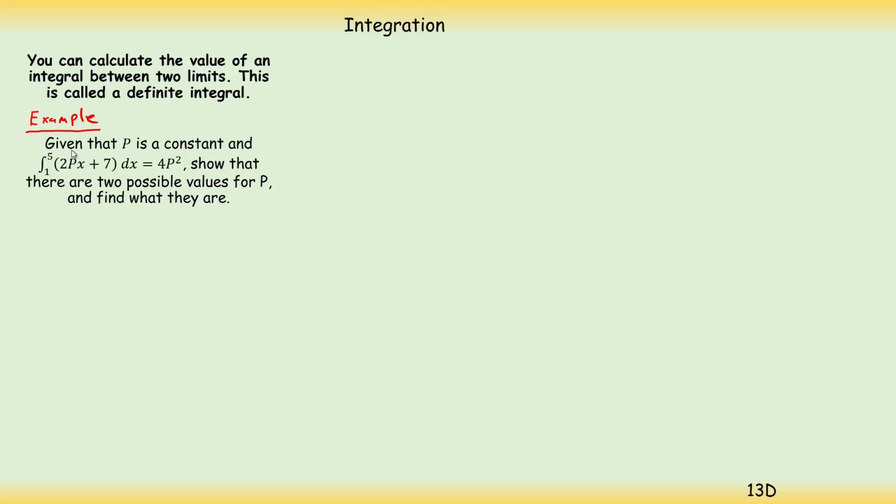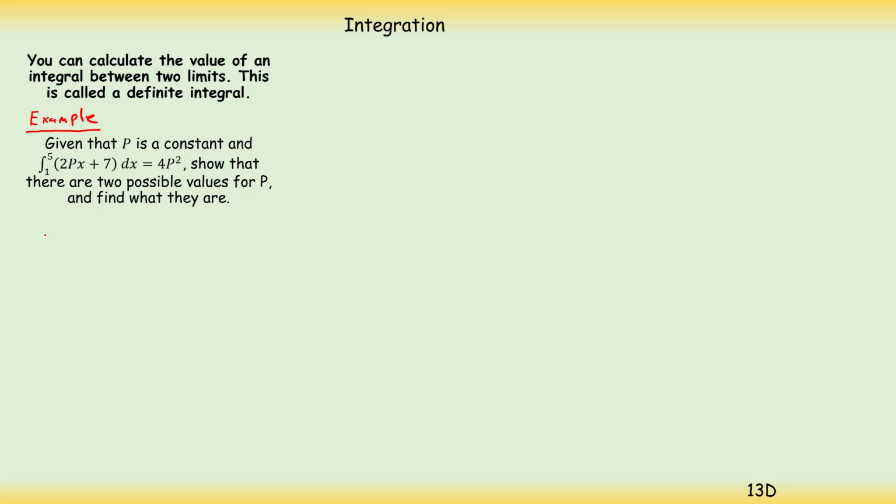Right, so this example, given that p is a constant and the integral from 1 to 5 of 2px plus 7 with respect to x is equal to 4p squared, show that there are two possible values for p and find out what they are. Okay, so in the first instance, what we need to do is integrate this function. Then we're going to equate it to 4p squared and solve for p.